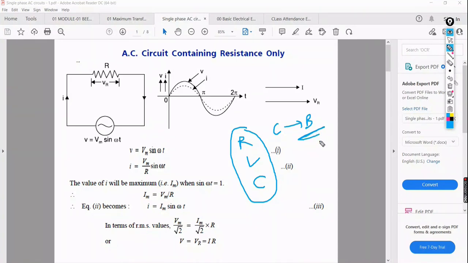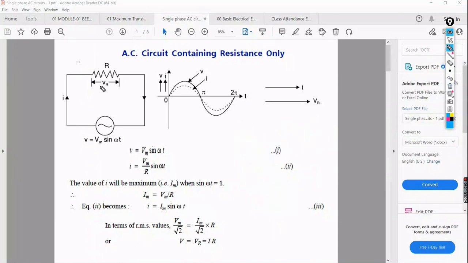Because of that reason, the analysis of this resistance, inductance, and the capacitance for the AC source of voltage is important. Here, first we can consider a pure resistance which is connected to the voltage source.